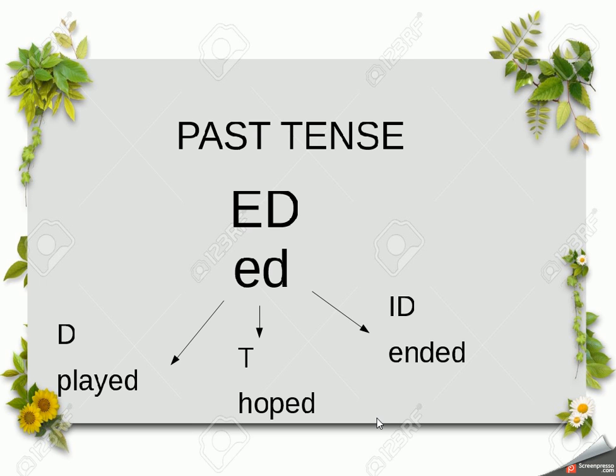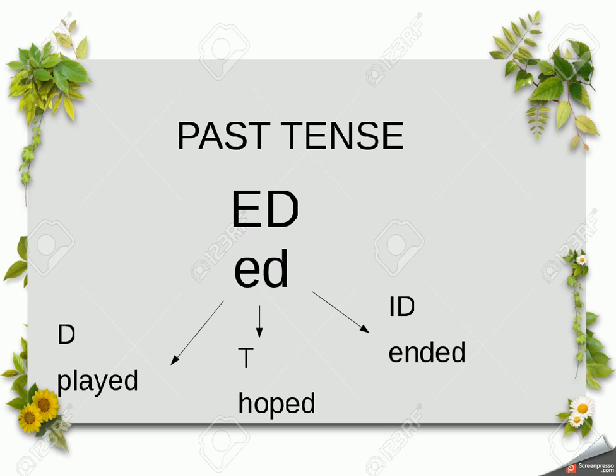Sometimes the ed is pronounced like a t, so hoped. If I'm hoping, or I hope for something, that's happening now. If I hoped for something, then I hoped for something in the past. But you notice that in the first word, the ed was pronounced like a d. In this one, it's pronounced like a t.